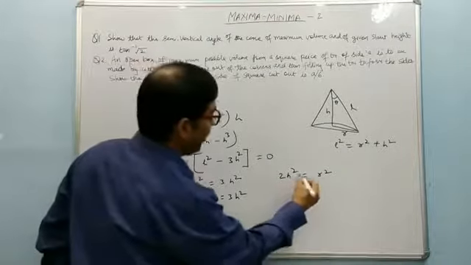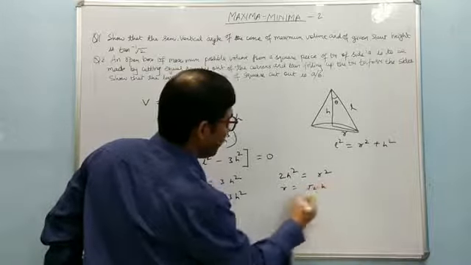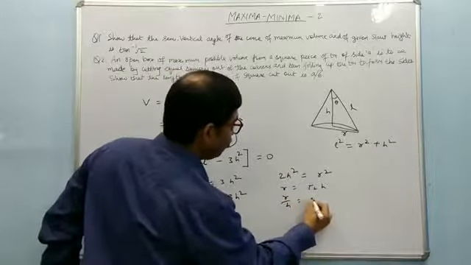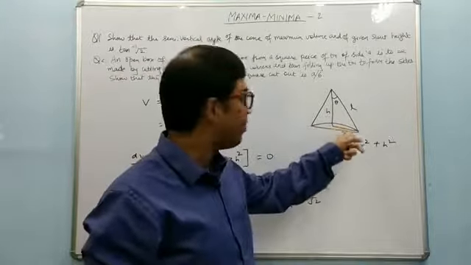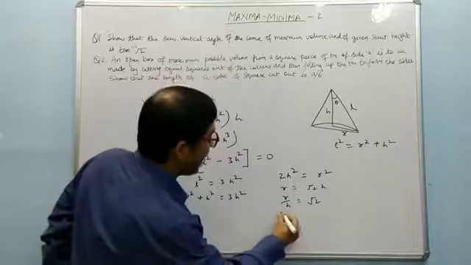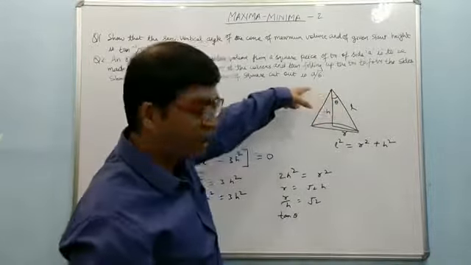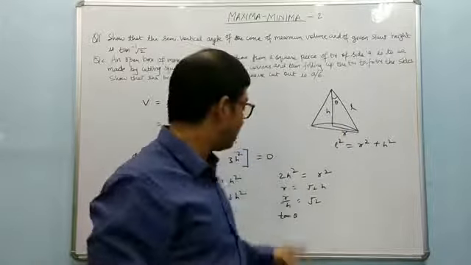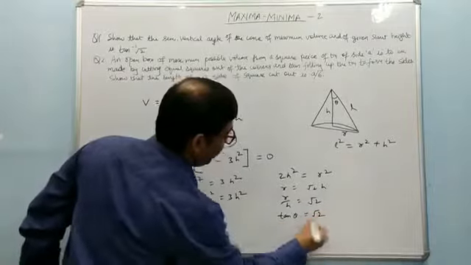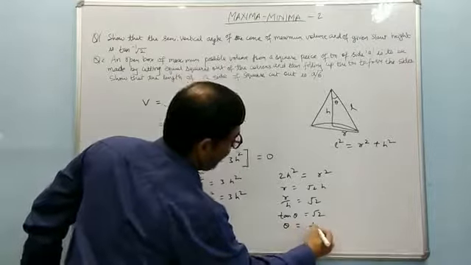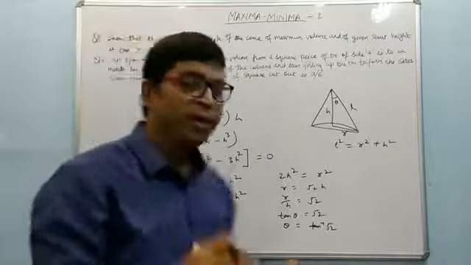So we can just write R is equal to root 2 H. So R by H is equal to root 2, and we see from the figure R by H, perpendicular by base, is tan theta. This is the semi-vertical angle. Complete is vertical, semi means half of the vertical. So this tan theta is coming out to be root 2, and you know that theta will come out to be tan inverse root 2. So the thing is proved.